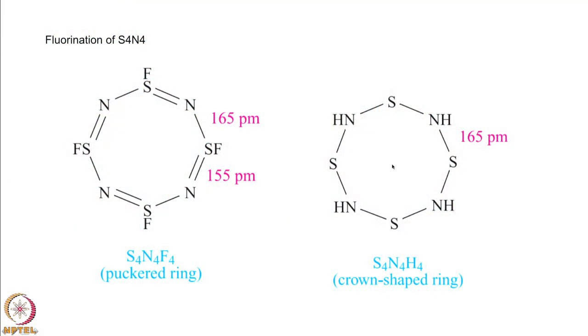And S4N4 is widely used to prepare a series of compounds. A couple of compounds prepared from that one are shown here. For example, on fluorination of S4N4, it gives a puckered ring of this type. When S4N4 is treated with SnCl2 in ethanol, it gives S4N4H4. It also appears like a crown shaped ring.